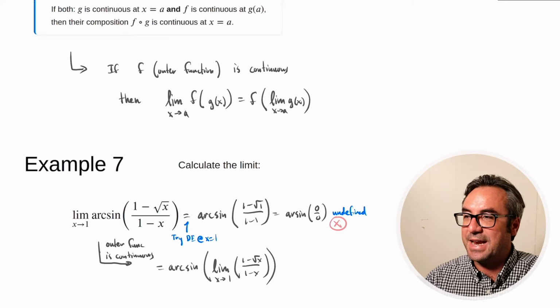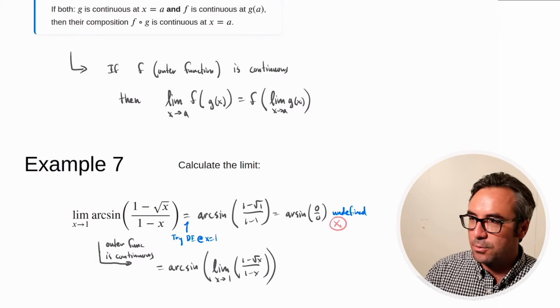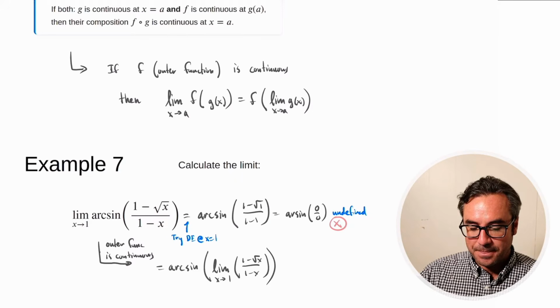So it's kind of a dead end. 0 over 0 is not the answer. We can do better than that. So we're going to keep going.